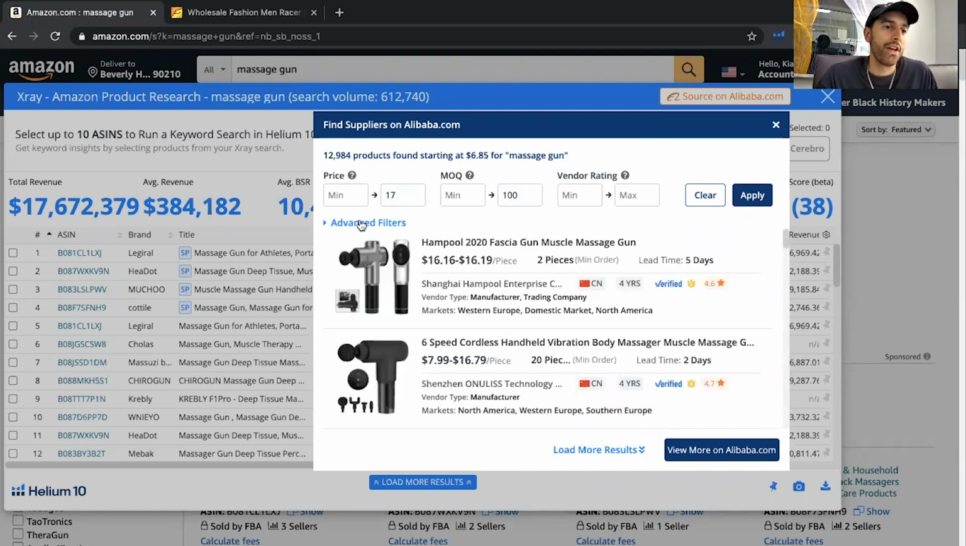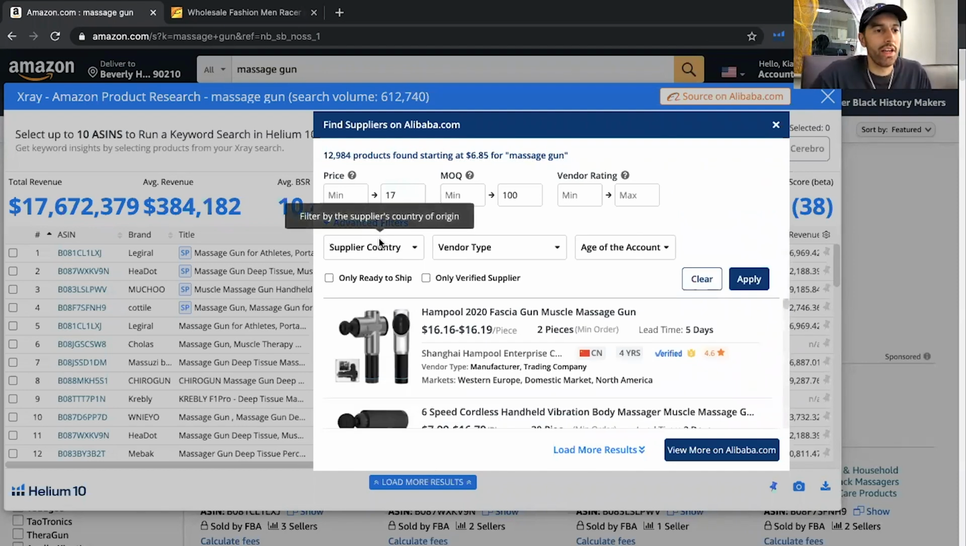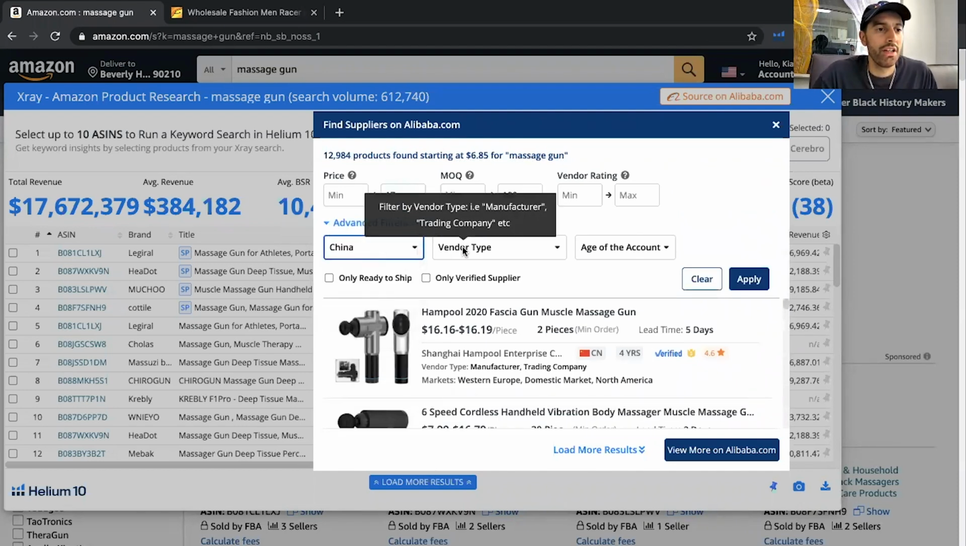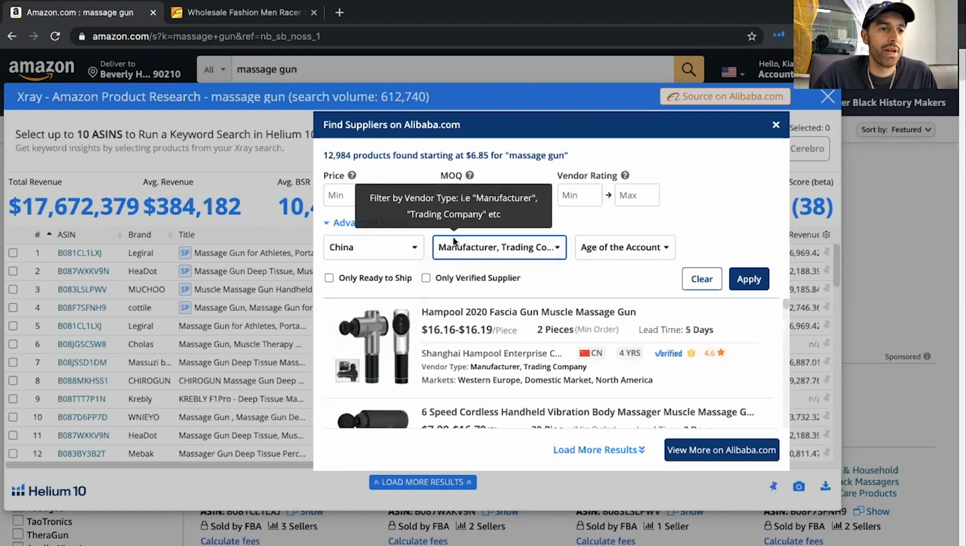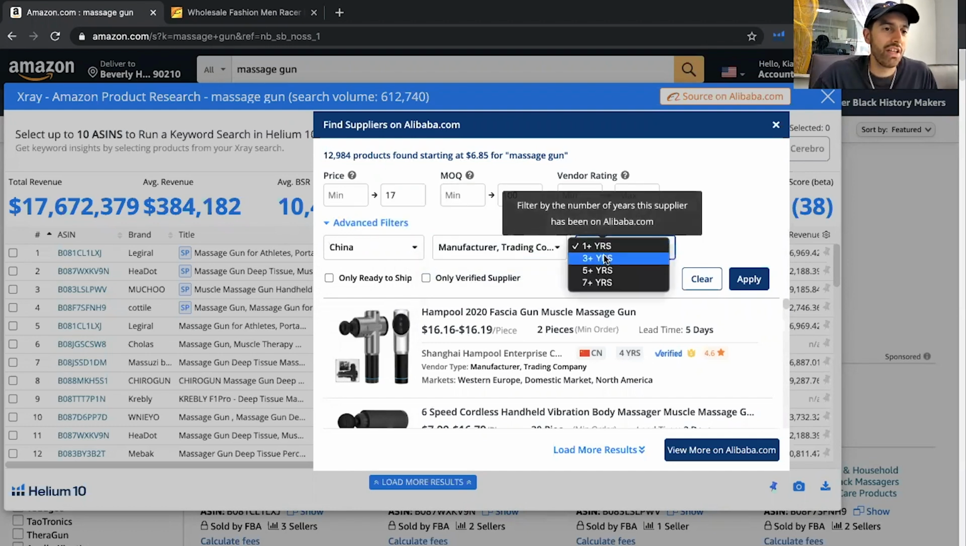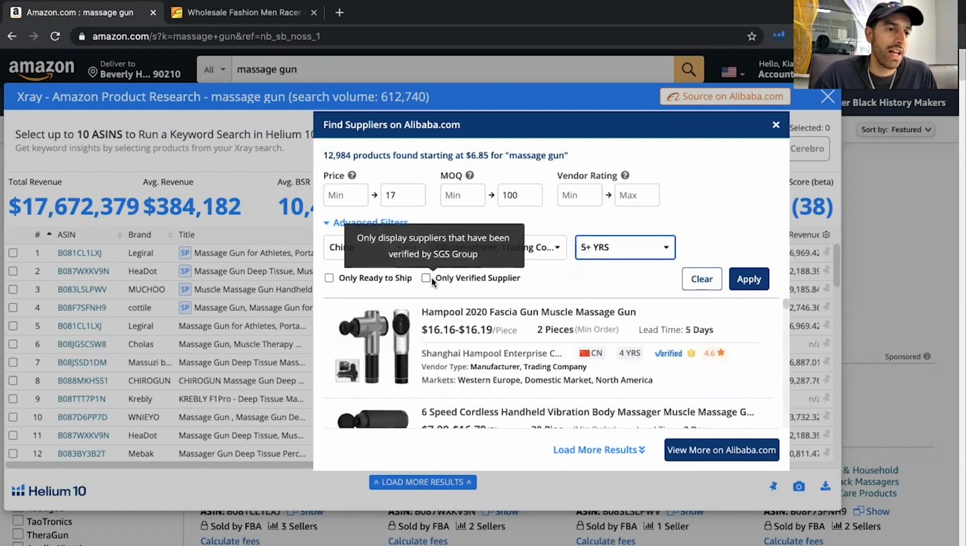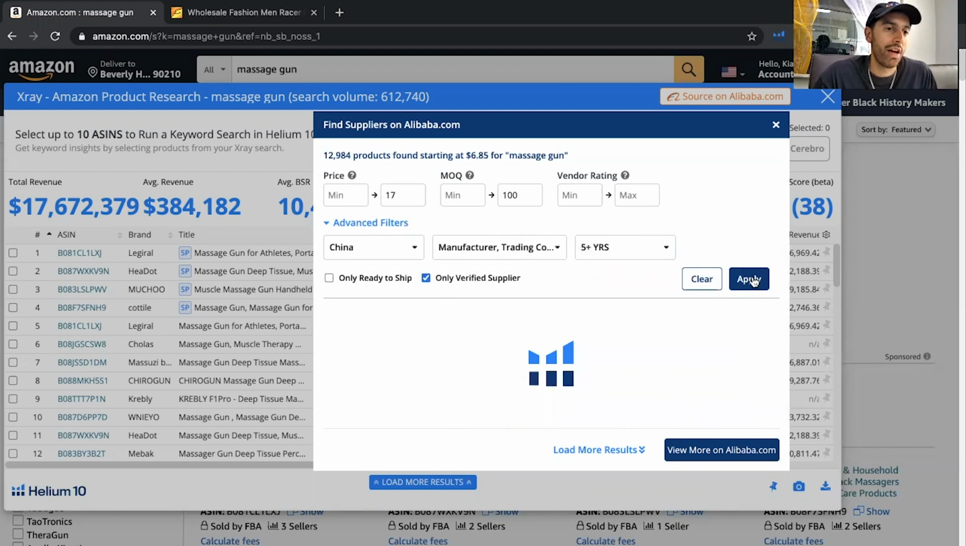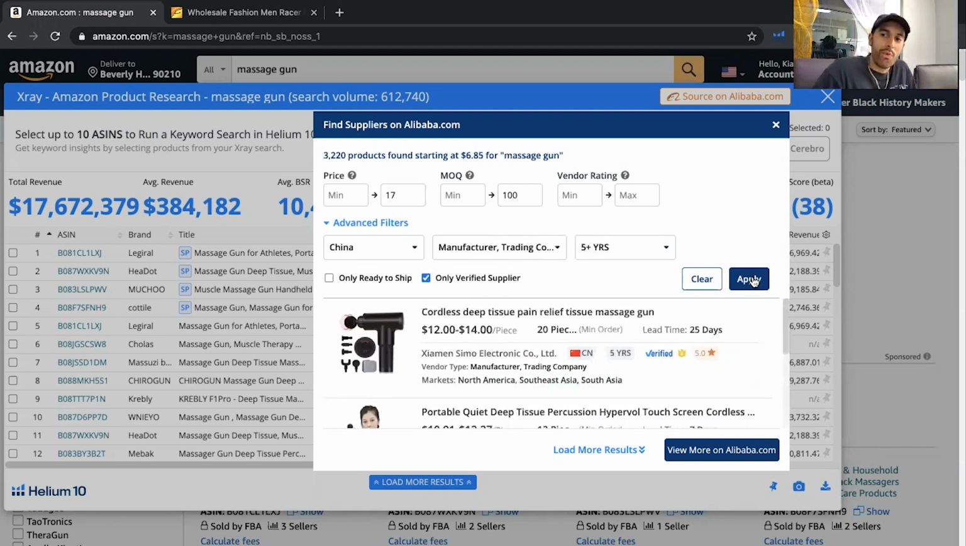We apply that. Now let's go advanced as well, right? Country is obviously going to be China, vendor type, happy with manufacturer or trading company. Age of the account, definitely want to go over 5 years, and we want to be working with a verified supplier as well. So let's just see what this comes up with, how many different suppliers.